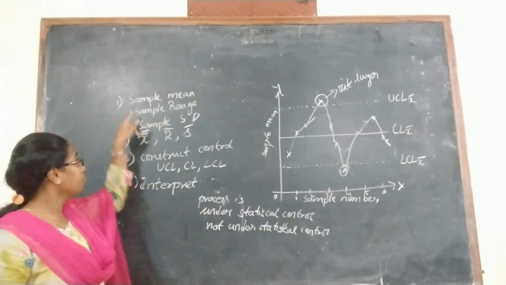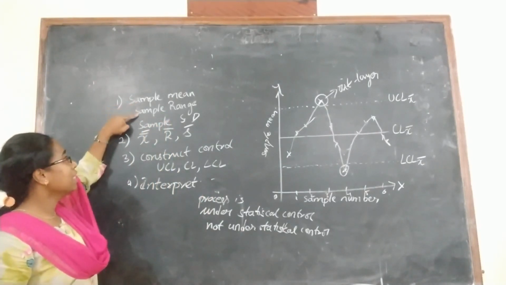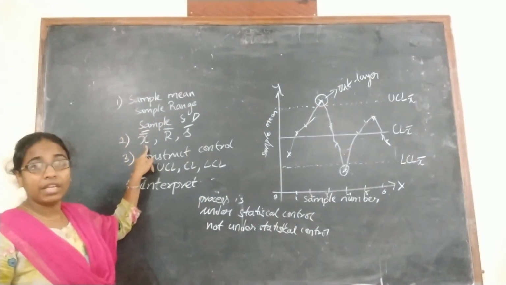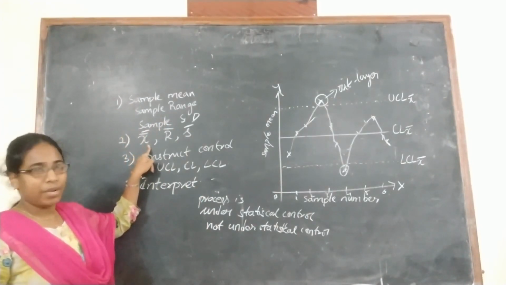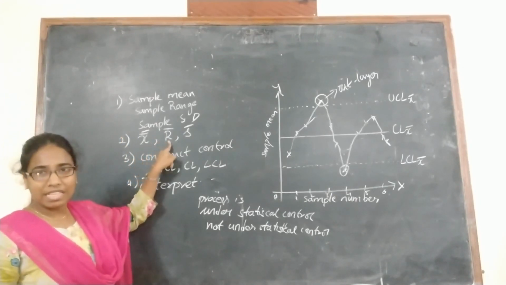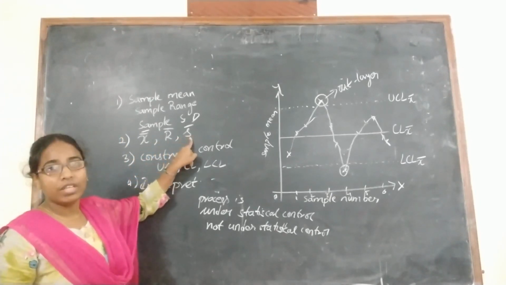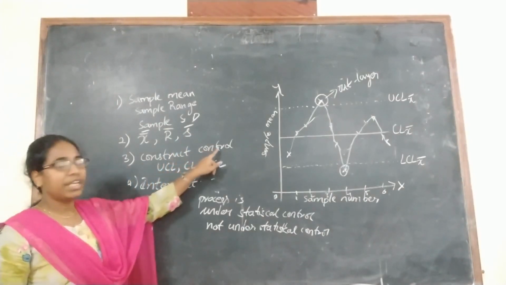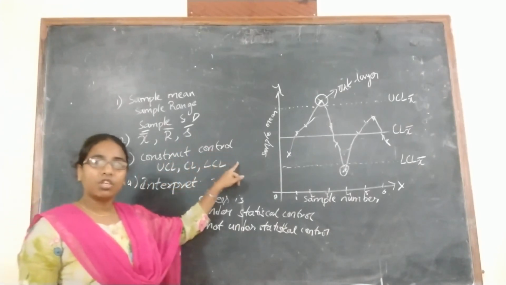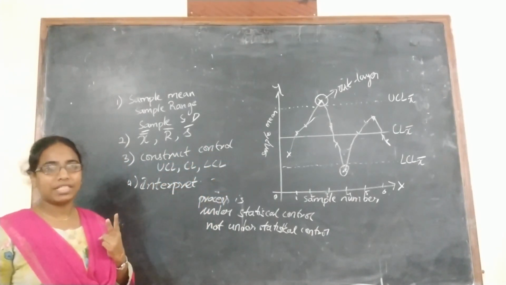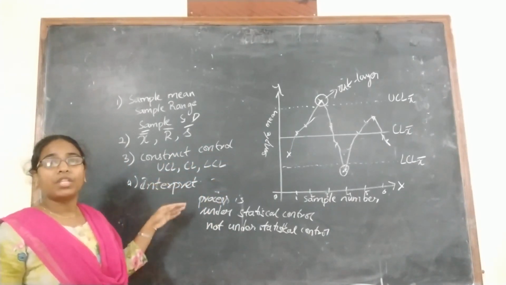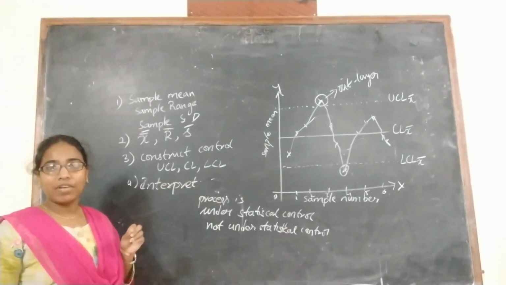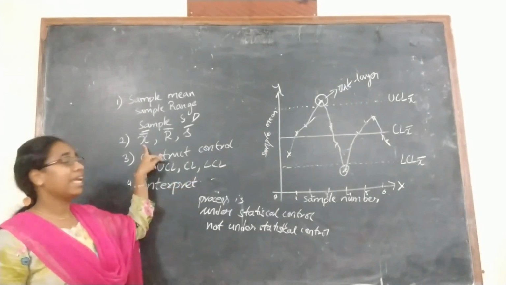First you need to find out the sample mean, sample range and sample standard deviation. Next you have to find the X double bar, that is grand mean, then the mean of all the sample ranges and the mean of all the sample standard deviations. After that you have to construct the control limits. For construction of control limits, you will have two cases. Case 1 where the mu and sigma values are known, and case 2 where mu and sigma values are unknown. So then we use X double bar.